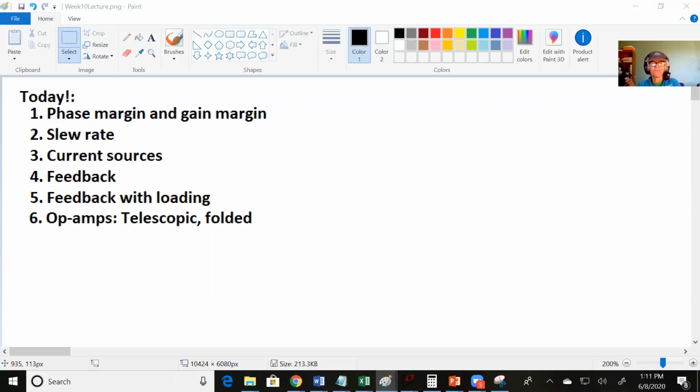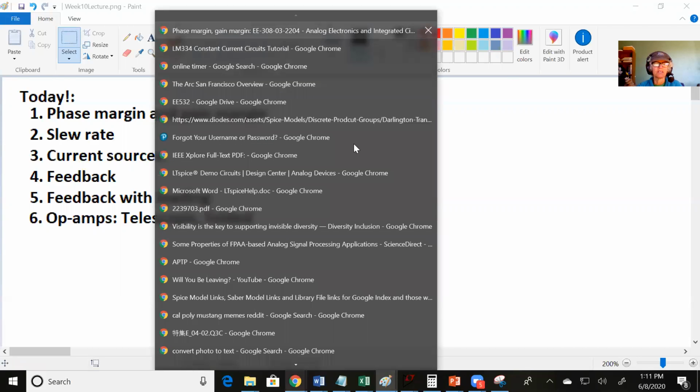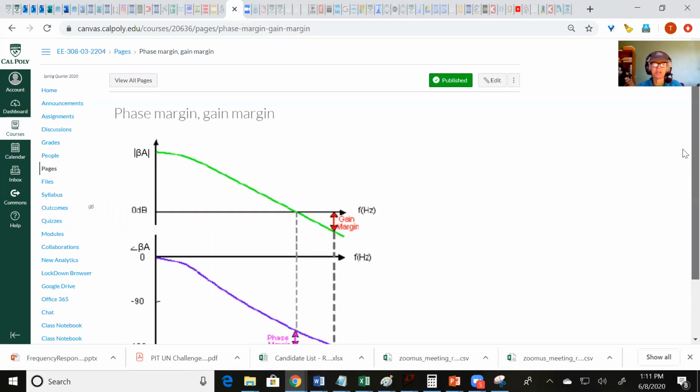There's actually two terms that I forgot to define and two topics that in a usual 10-week class we would have seen. I wanted to do the two terms that I forgot to define. And then for the current sources and the op amps, just really quickly, spend less than 10 minutes on each of them, just so you've heard of them. And you can go back and look them up later. But the terms I forgot to define are phase margin and gain margin.